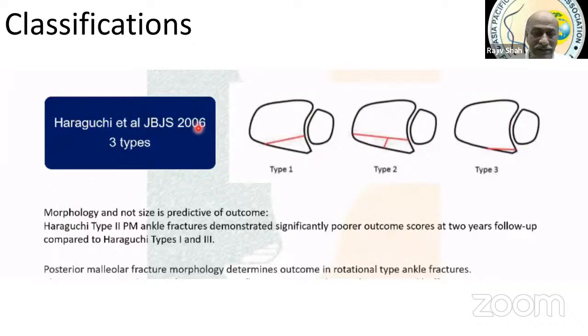The first classification we all know was by Professor Haraguchi. It was type 1, type 2 and type 3. In the type 2 posteromedial ankle fracture, they demonstrated significantly poor outcome scores at 2 years follow-up compared to Haraguchi type 1 and type 3. But he said that posterior malleolar fracture morphology determines the outcome in the rotational fracture. And he said that this requires to be fixed with the buttress plate, this to be fixed with the posterolateral approach, this to be fixed with the dual approach. That is what he advocated.